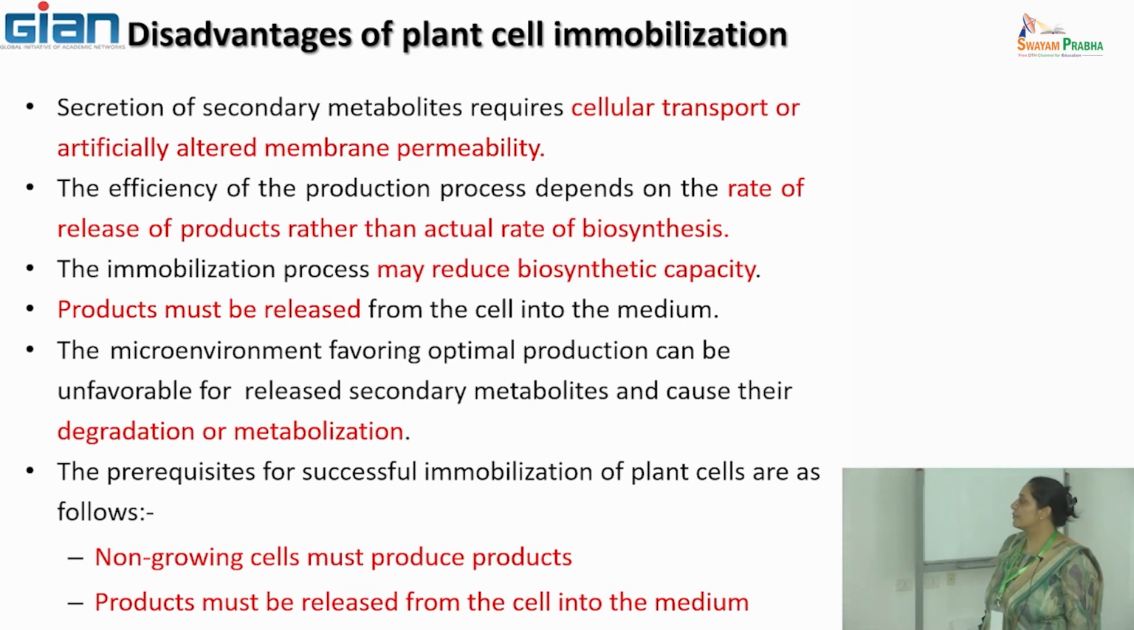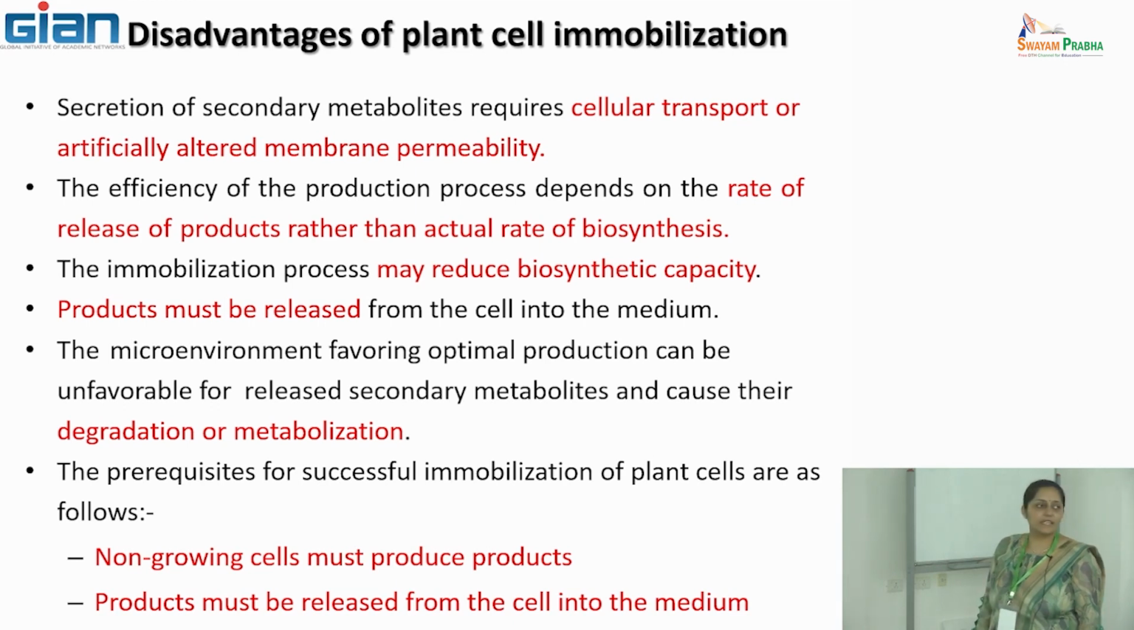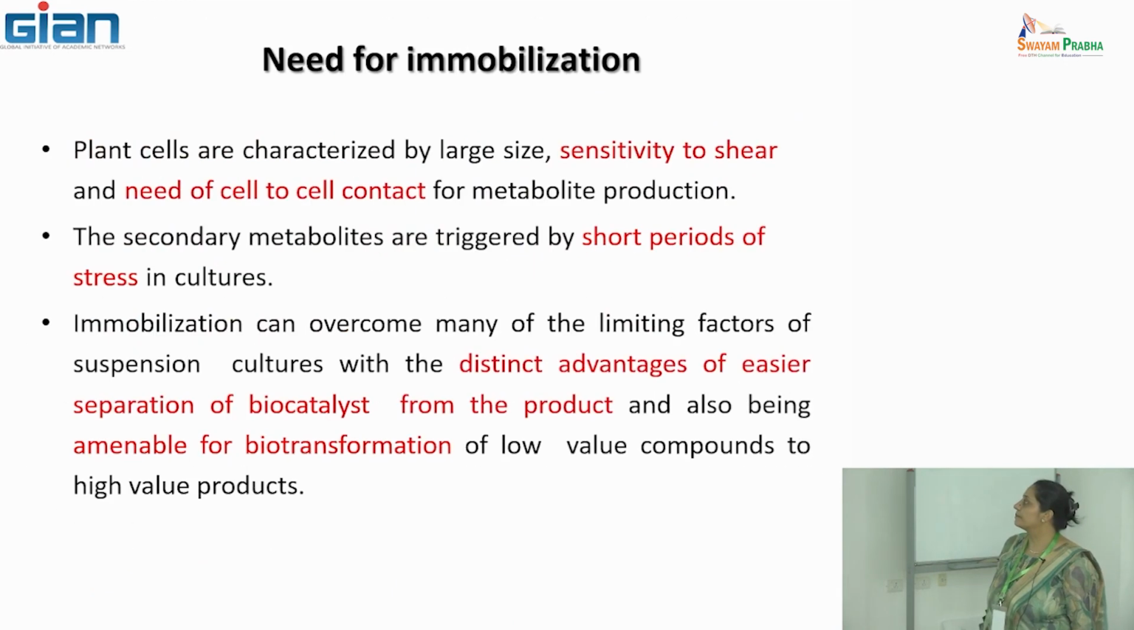The prerequisites for a successful plant cell immobilization strategy would be: non-growing cells must produce products. There's a good chance, because these are secondary metabolites, specialized metabolites. Products must be released from the cell into the medium, as I mentioned.